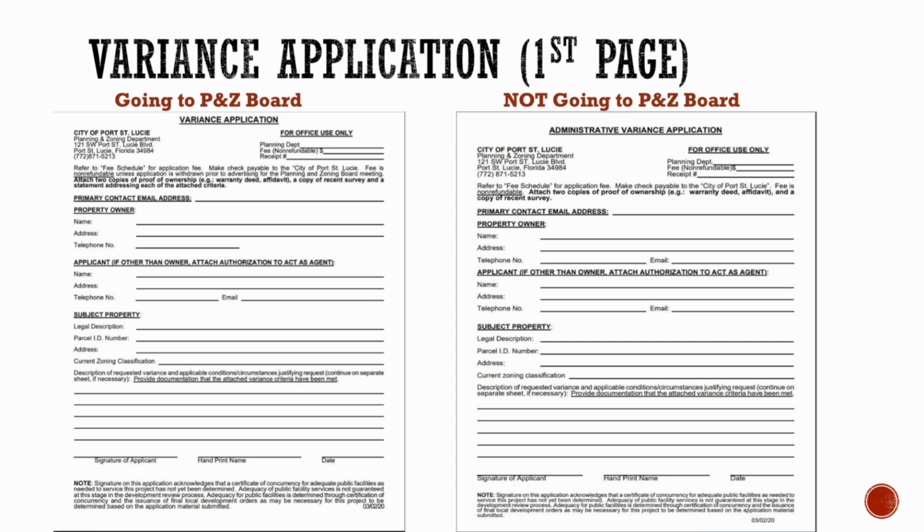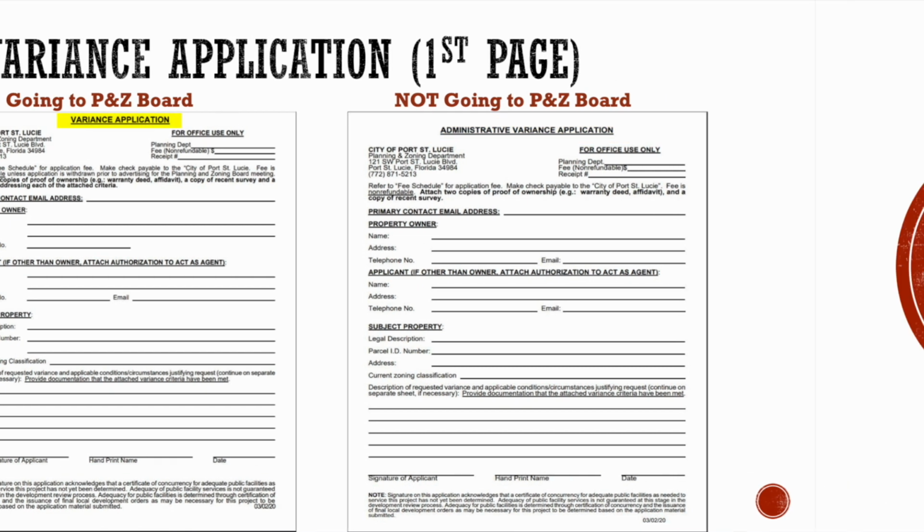The difference here is that, as you can see, the one that is not going to the P&Z board says administrative in front of it, and the one that is going to the P&Z board will just say variance application.